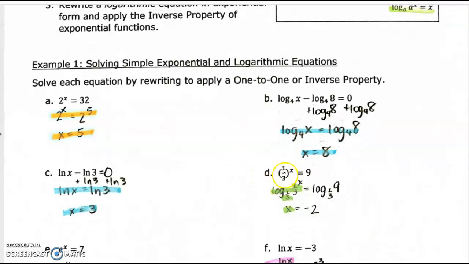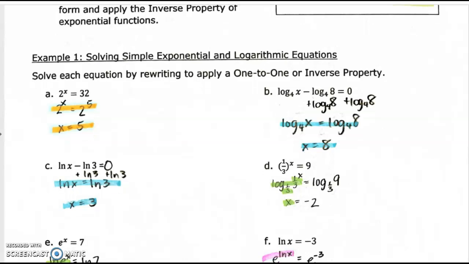I could also rewrite it with a base of 3. This would be 3 to the negative 1 power, so it would become 3 to the negative x power, and 9 is 3 to the 2nd power. I would have matching bases again in that case, and I could use that as well. That might be easier for you to think of, but you have to remember that a negative exponent takes the reciprocal of your base.